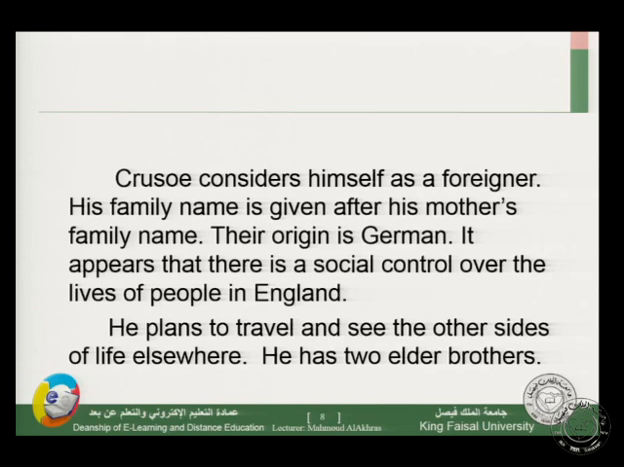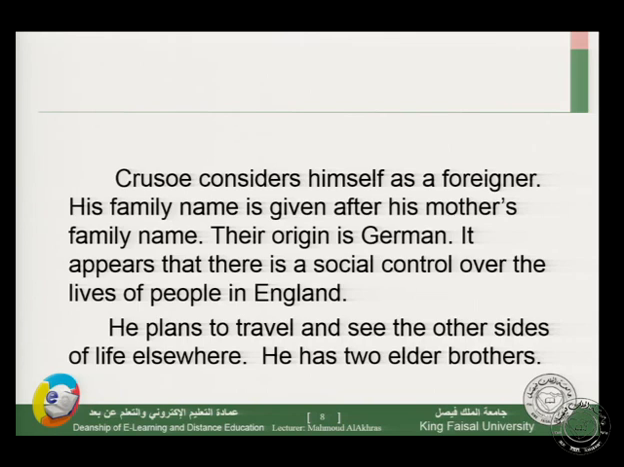Crusoe considers himself a foreigner. His family name is given after his mother's family name. Their origin is German. It appears that there is a social control over the lives of people in England. We can see social restrictions even at the level of their names. He plans to travel and see the other sides of life elsewhere.